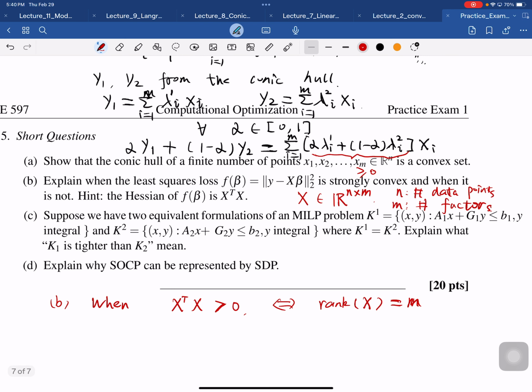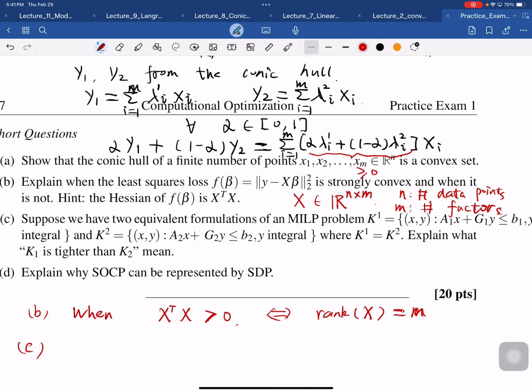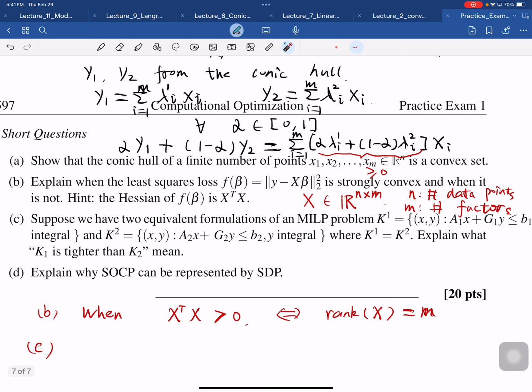And for C, this is also a concept we talked about before, where we have two formulations of a MILP problem. We give you the first formulation, with linear constraint A1 x plus G1 y less than or equal to b1 and y integral. Then we have a second formulation here, where if you include the integrality constraint, these two formulations are equivalent. But what does it mean that K1 is tighter than K2?